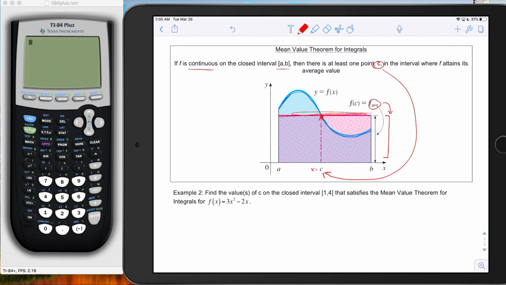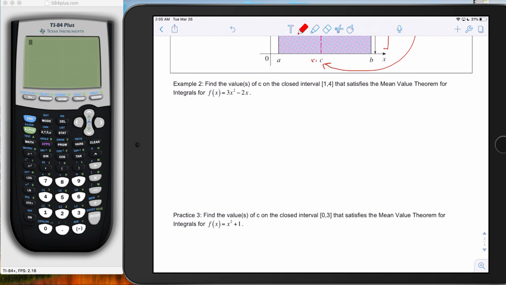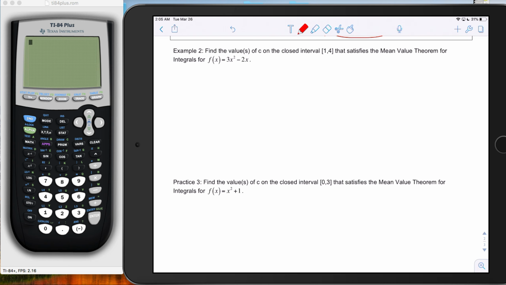Okay, so let's try to apply this. Example 2 says find the values of c on the closed interval 1 to 4 that satisfies the mean value theorem for integrals for f of x equals 3x squared minus 2x. So what this basically is saying is that there is going to be some c value that will give us the average, and we need to figure out what that c value is, because that's what we're looking for. Find that value of c.